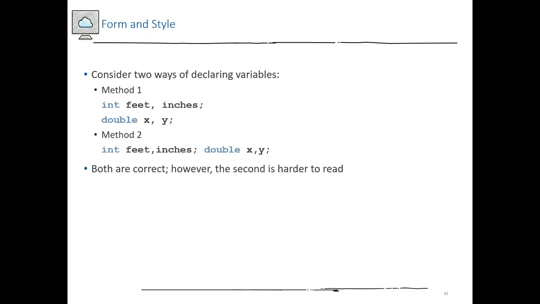Again, there are two ways of declaring variables. Method one is right here. You can define two variables of data type integer, and two variables of data type double. You can also define them in one line, but this is not very user-friendly or readable. I prefer you do this. Practice this. It's clearer and easy to read.